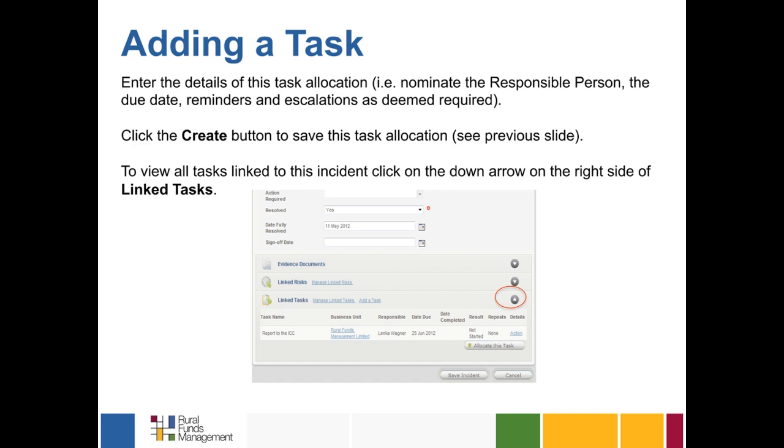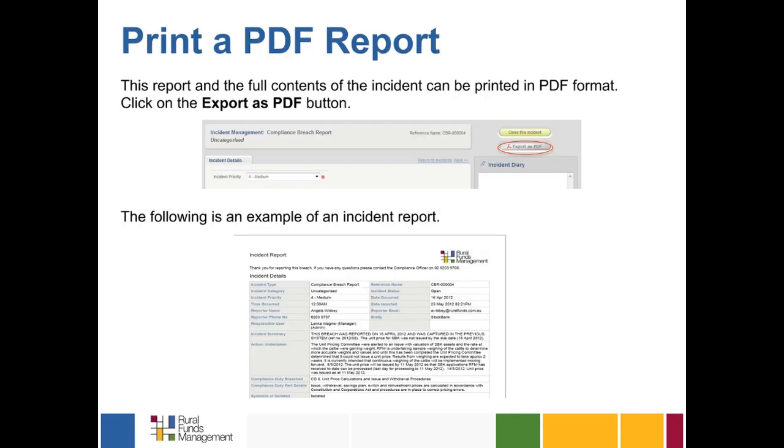See the previous slide. To view all tasks linked to this incident, click on the down arrow on the right side of Linked Tasks. This report and the full contents of the incident can be printed in PDF format. Click on the Export as PDF button. The second image is an example of an incident report.